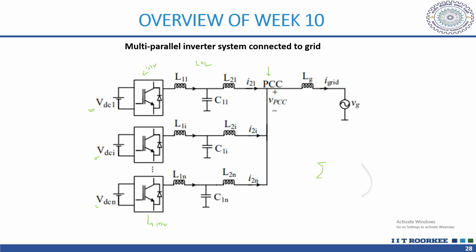Basically the summation of the currents I2i, where i varies from 1 to the number of parallel-connected inverters, will be equal to this I grid. And this is the grid side inductor basically.